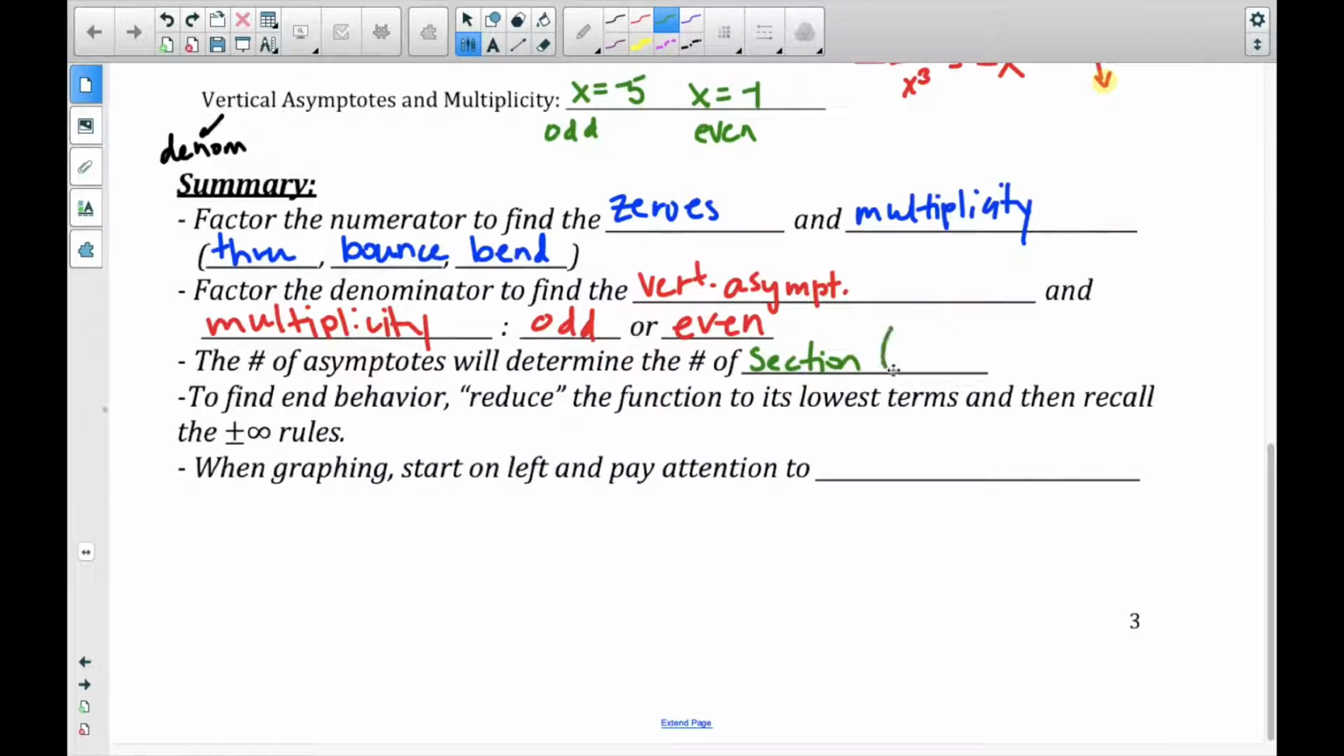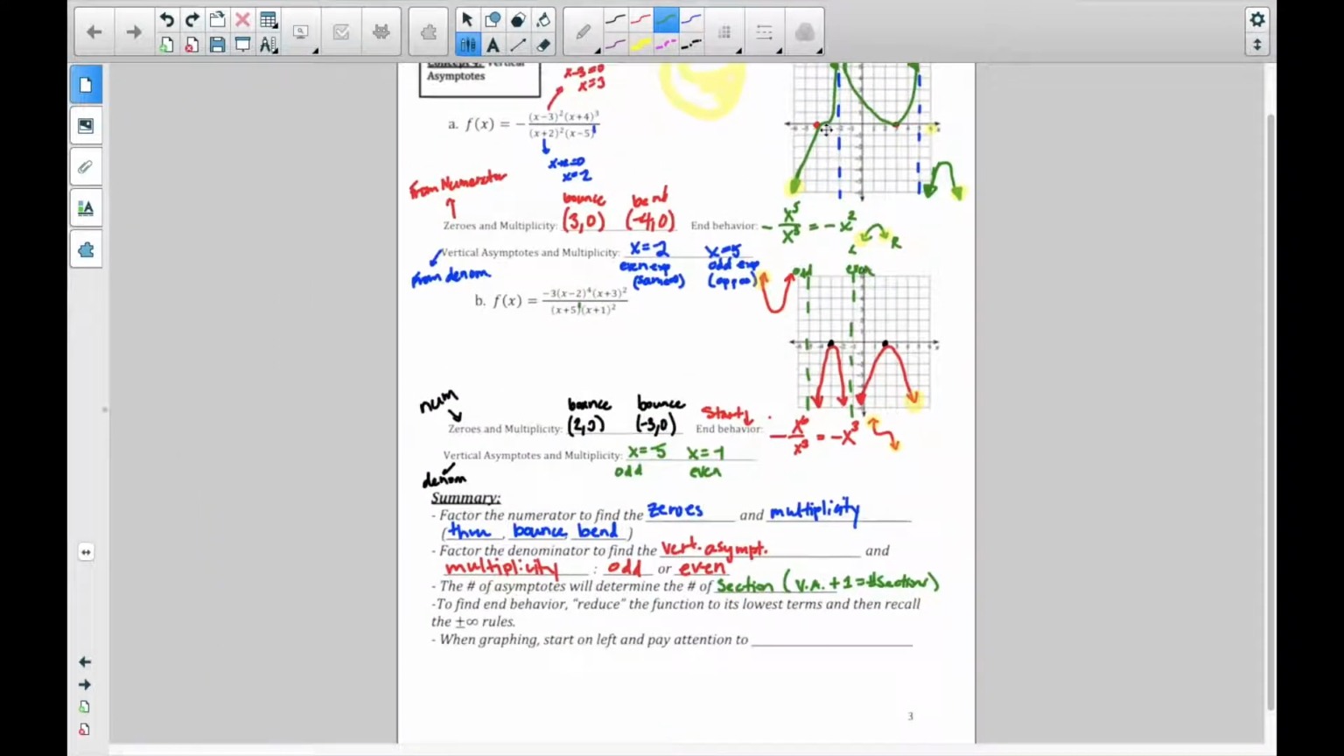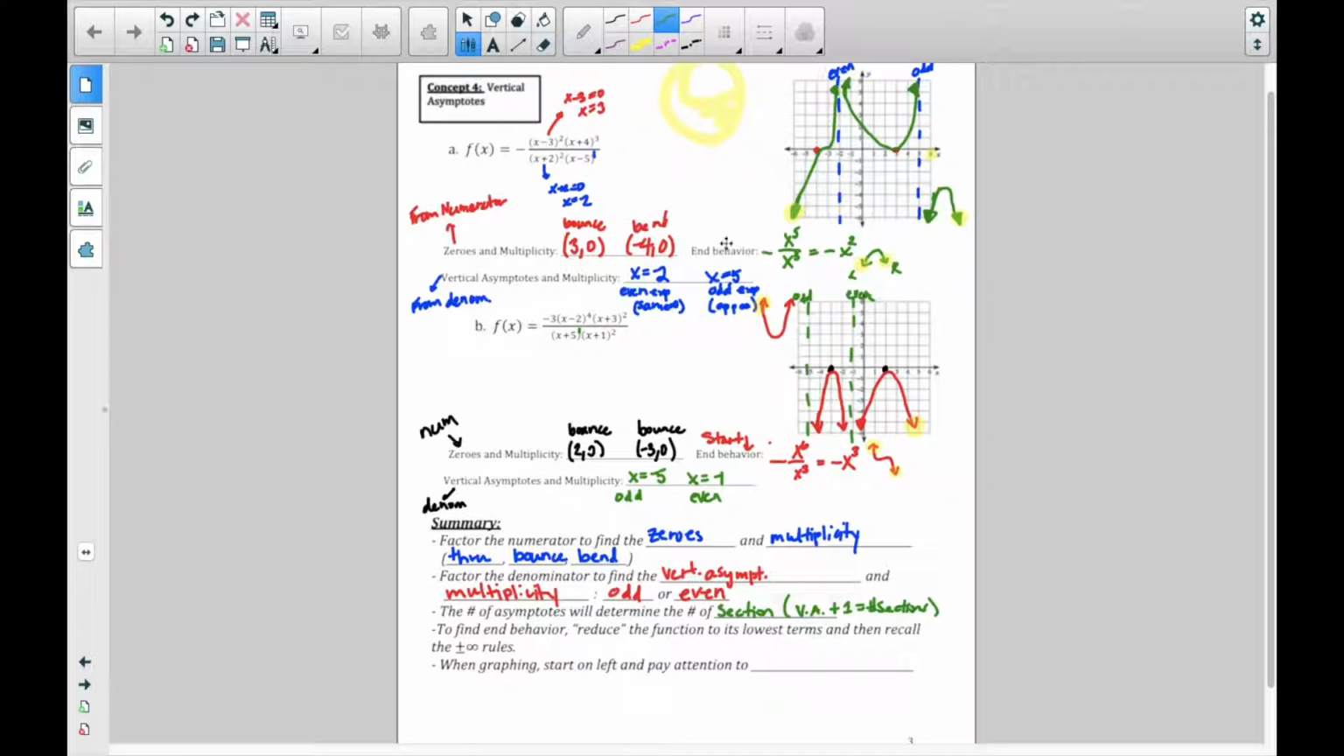The number of asymptotes will determine the number of sections that your graph has. You take your vertical asymptotes and you add 1 to that, and that will tell you how many sections you're supposed to have. I want to take a look at what we've done so far and show you an example of that. The very top graph, we had 2 asymptotes. Do you see the 2 asymptotes? Because we had 2 asymptotes, we had 3 sections.